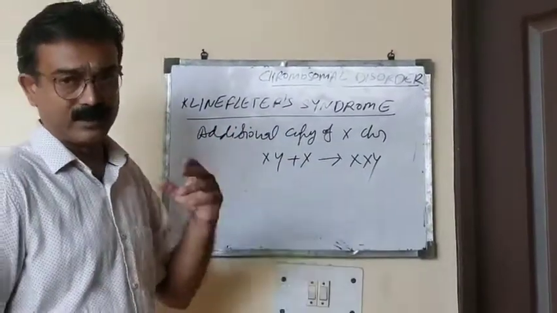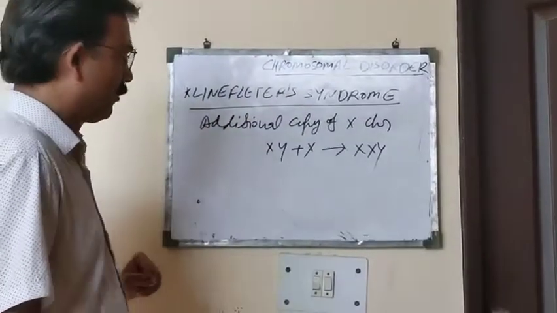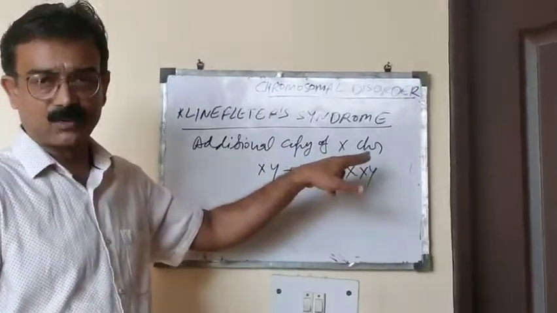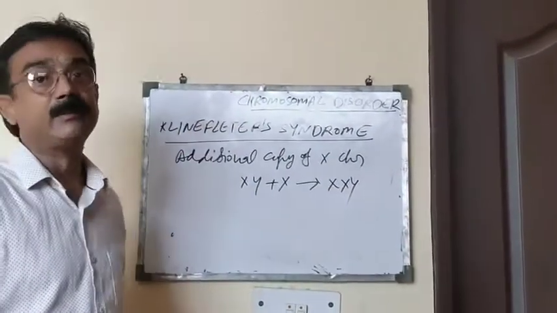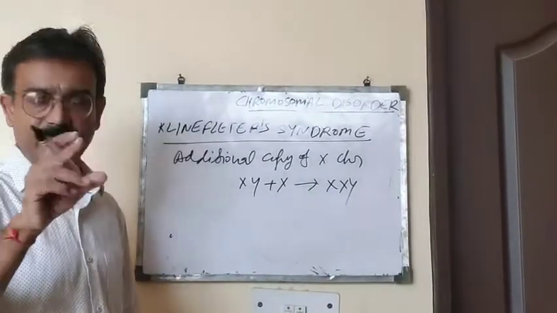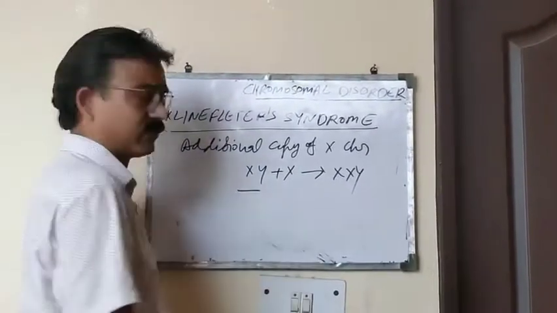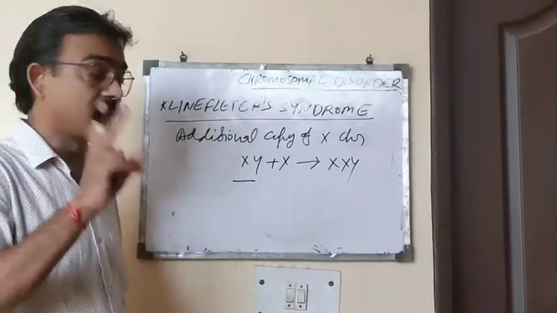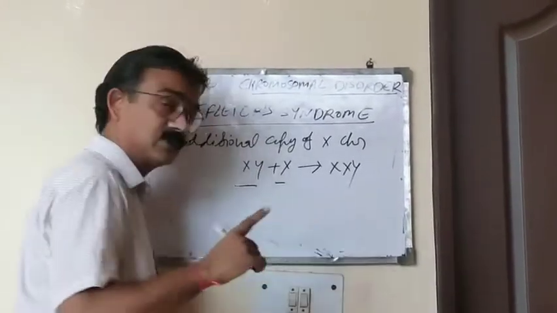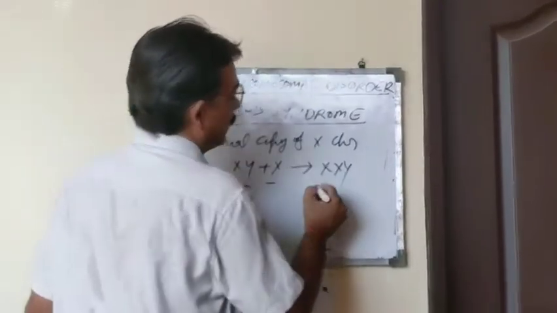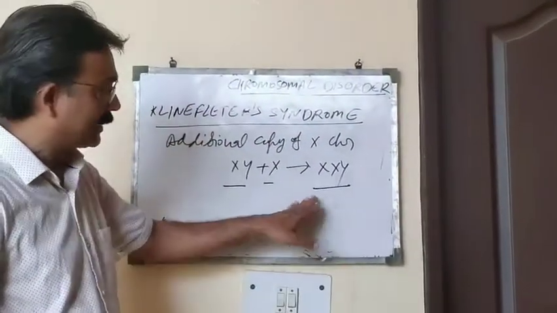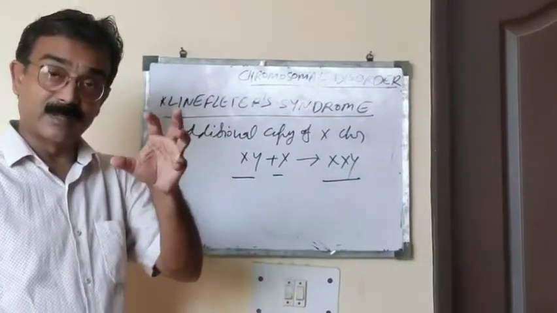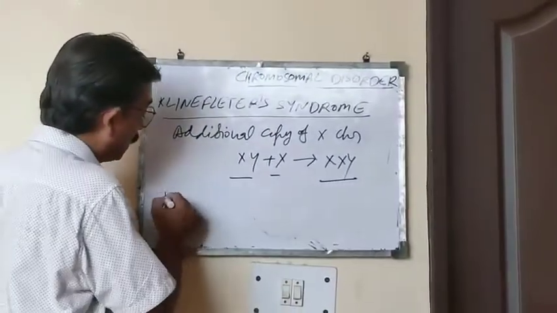Next type of chromosomal disorder is what? Klinefelter syndrome. What happened in this disorder? There is an additional copy of the X chromosome. Generally, it takes place in males. The 23rd pair of chromosomes is normally XY. But because of this disorder, they have one extra copy of the X chromosome. So the genetic makeup is like this: XX and Y.